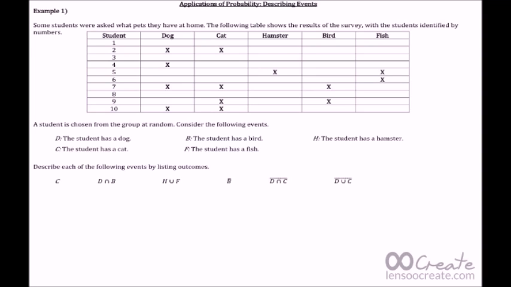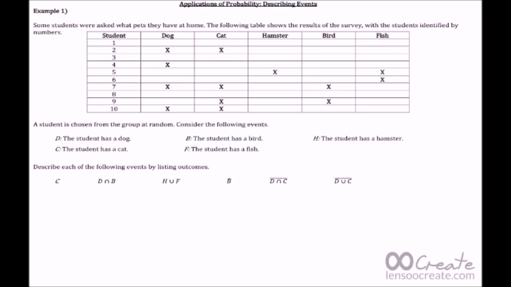So we have students identified by numbers. They could have names, but in this chart they are just numbers, student 1 through 10. The survey is the experiment being done, and that's already been done. Sometimes you have to do the experiment yourself, like with coins or cards or anything. And then a student is chosen from the group at random.